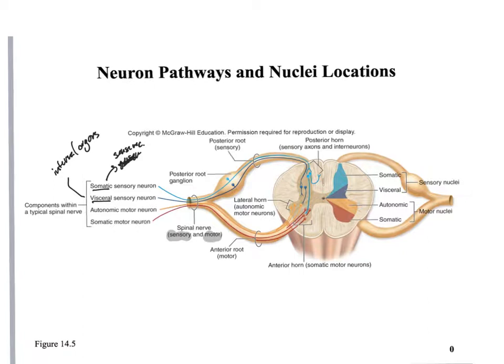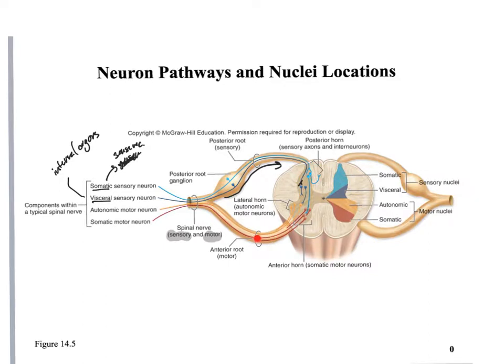So the posterior root, where the ganglia are, carries sensory information. This is going towards the spinal cord. It comes in, and then it goes through the gray matter, as you can see here. In some cases, the information terminates on an interneuron, or sometimes it jumps over. Here they're showing you several different interneurons, some intermediate neurons, and then those neurons move over.